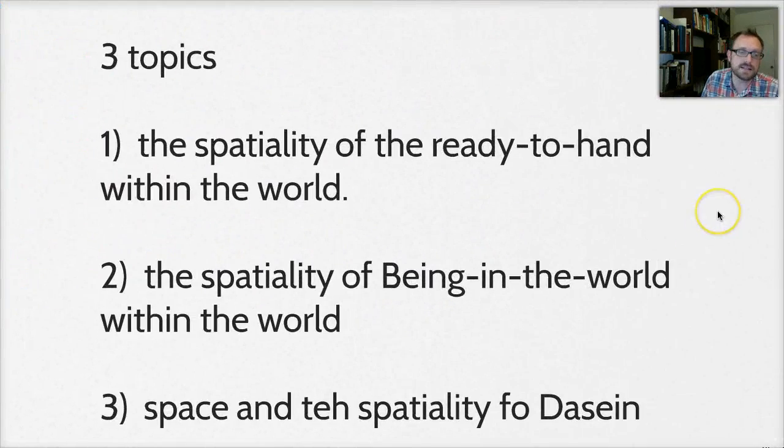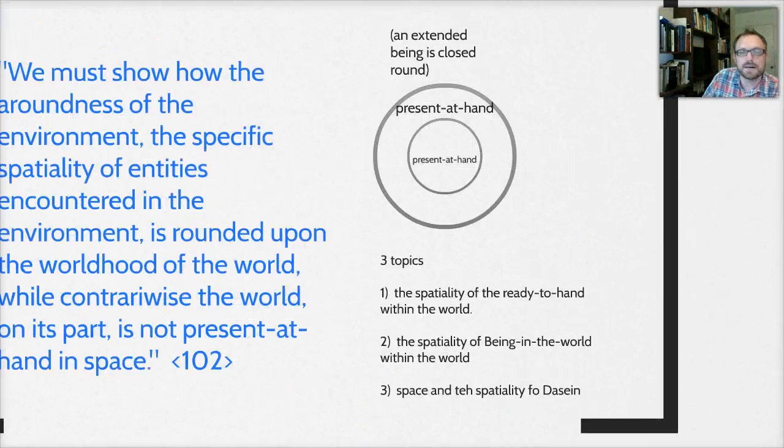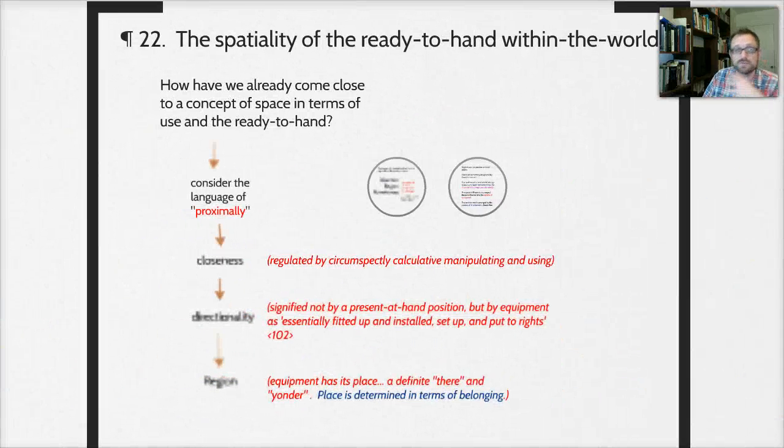So we've got to figure out how to do these things. And so there's three topics, if you will, that Heidegger says we've got to address, and that he's going to address in the next three paragraphs, which is one, the spatiality of the ready to hand within the world. So what does it mean for us to have space in the world, in the ready to hand, in terms of our modes of involvement? Number two, we have to look at the spatiality of being in the world within the world, right? And then number three, what's the space and the spatiality of Dasein? I have two typos in a row, my apologies. And so those are going to be the sort of directions he goes in 22, 23, and 24.